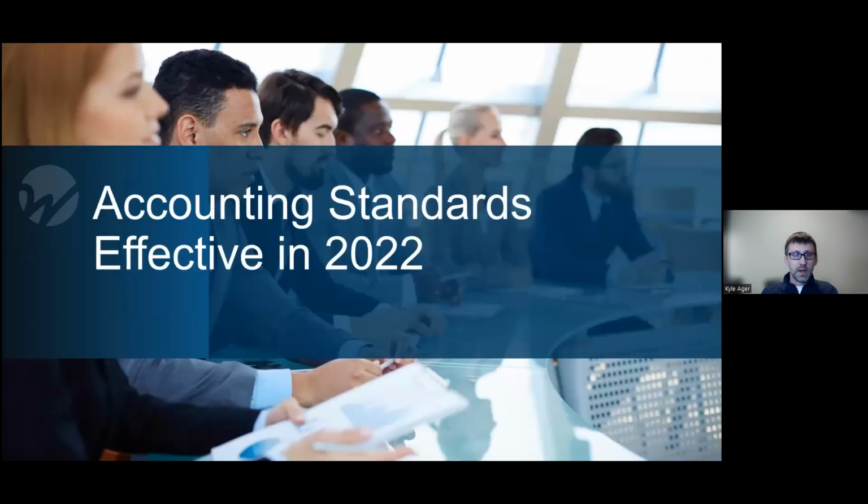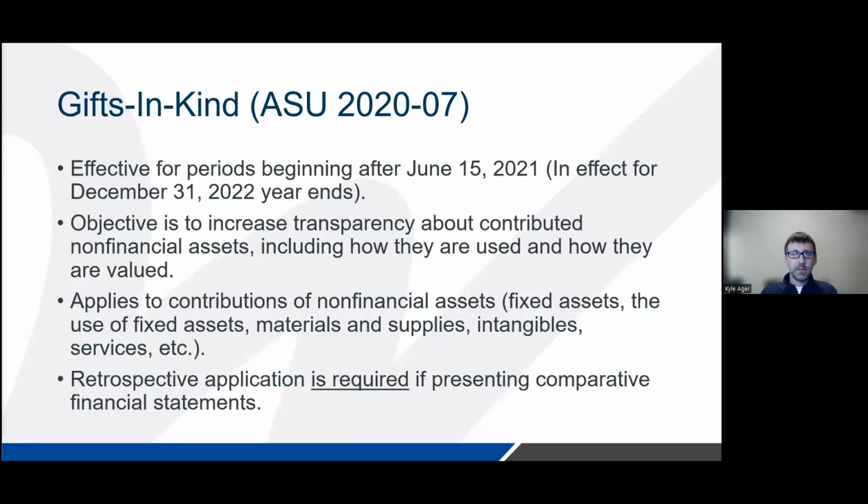So now we're going to jump right into the accounting standards that are effective in 2022. And the first one is the gifts in kind standard. This is in effect for all December 31st, 2022 year ends. And it was also in effect for June 30th, 2022 year ends. So if you have a June 30th year end, you've likely already worked through much of this with your auditors or accountants already. The goal of this standard is to increase transparency about contributed non-financial assets.